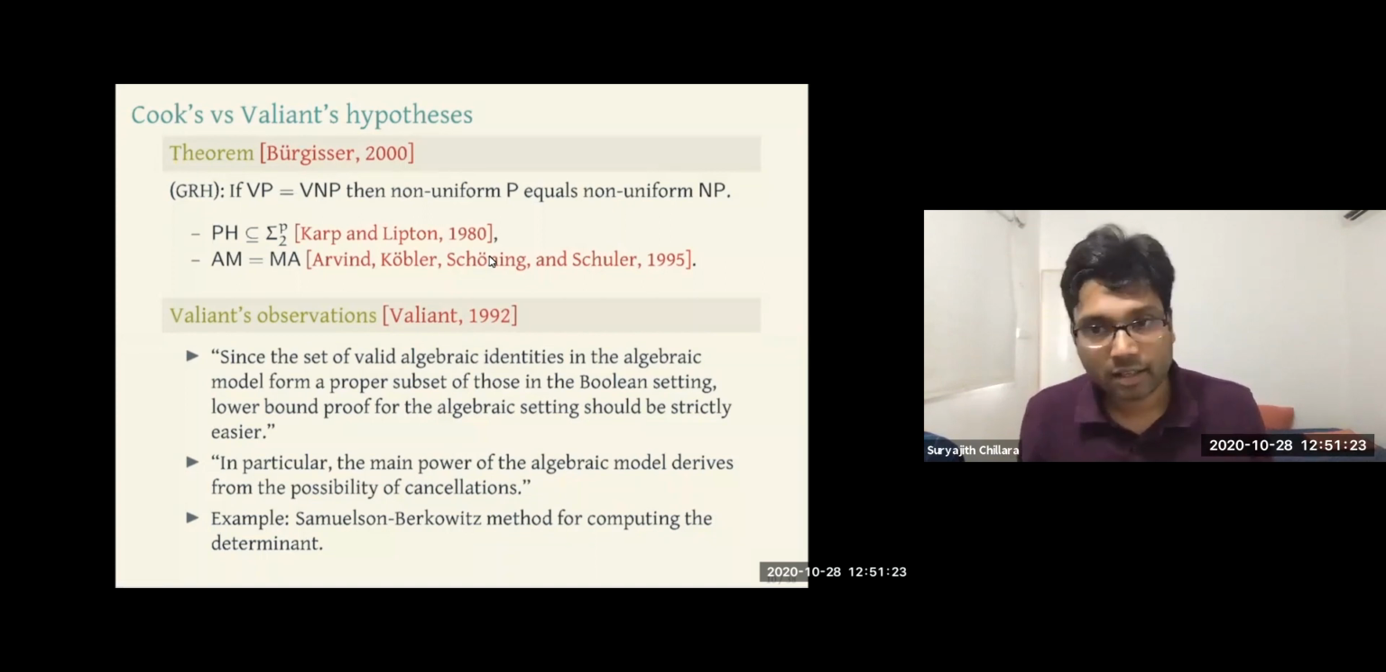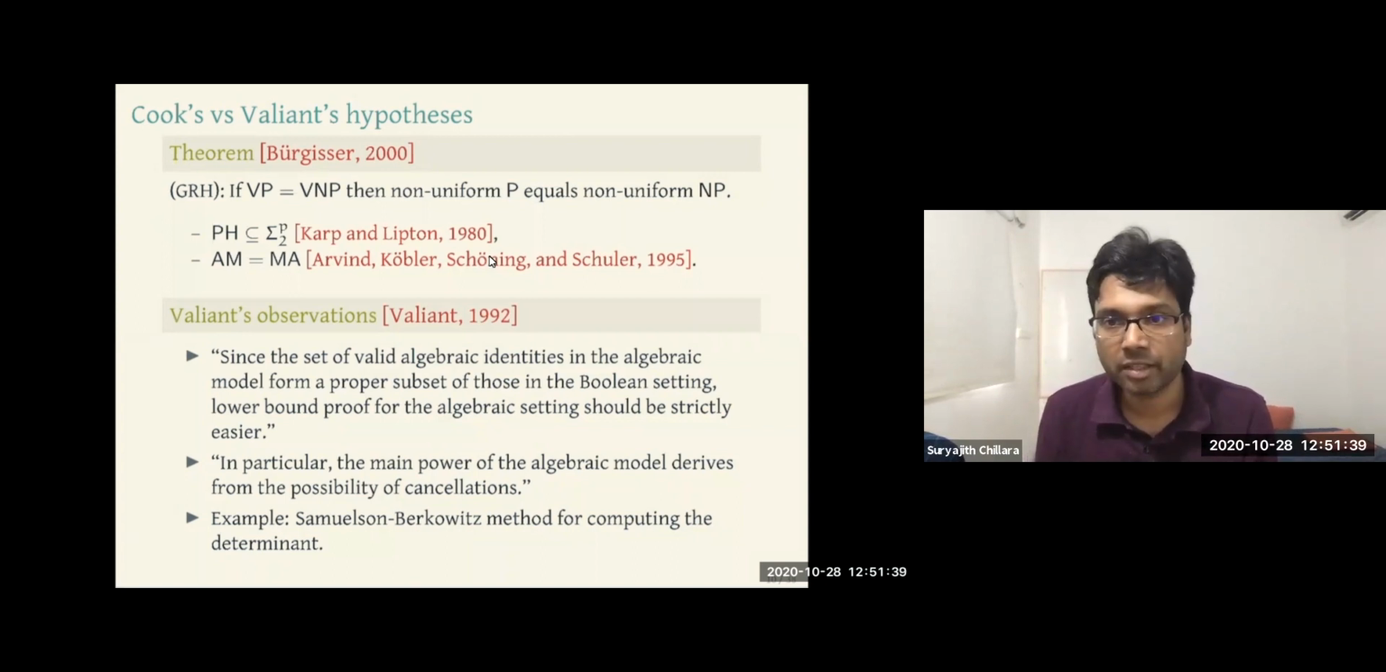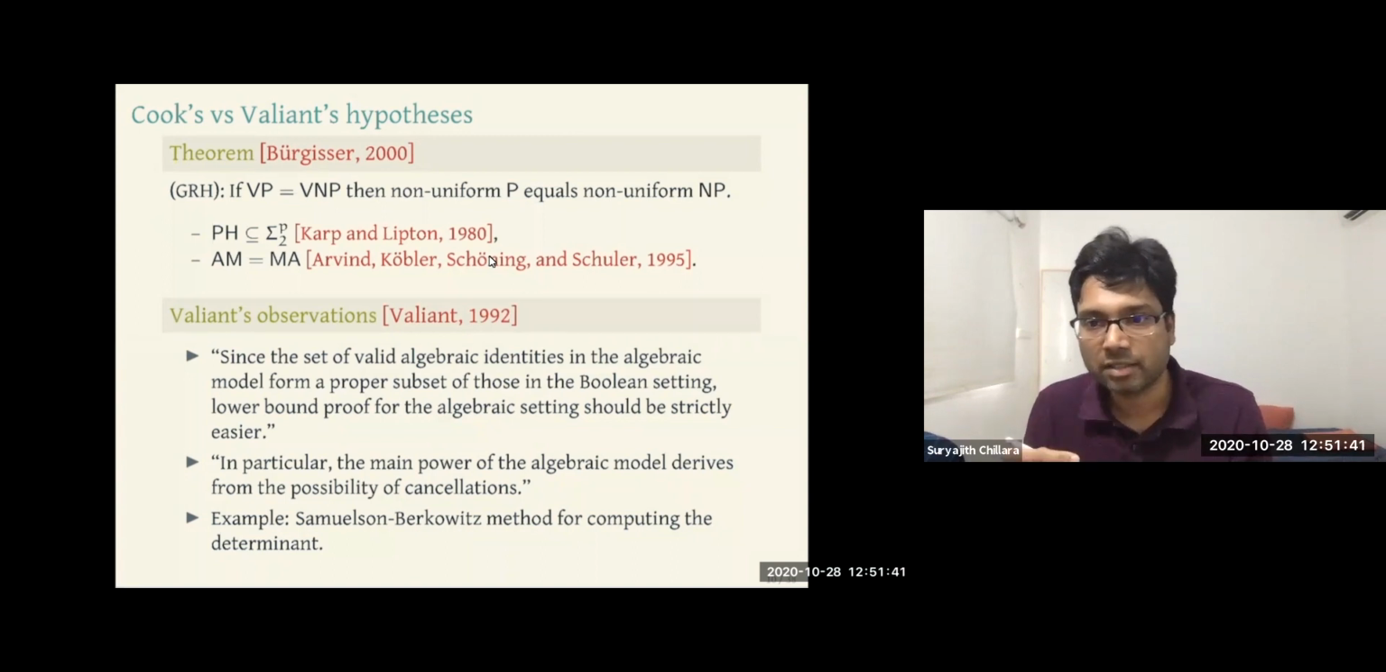In particular, what he says is that the algebraic model derives its power from the possibility of cancellations. One particular example that he quotes is the Samuelson-Berkowitz method for computing the determinant, using closed walks and closed sequences. This algorithm intermediately uses terms which are of really high degree, and it turns out that they cancel out.